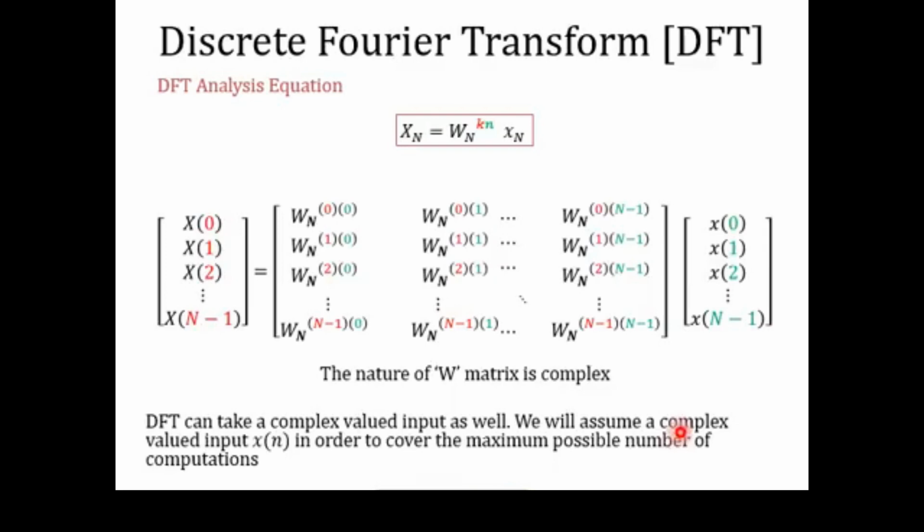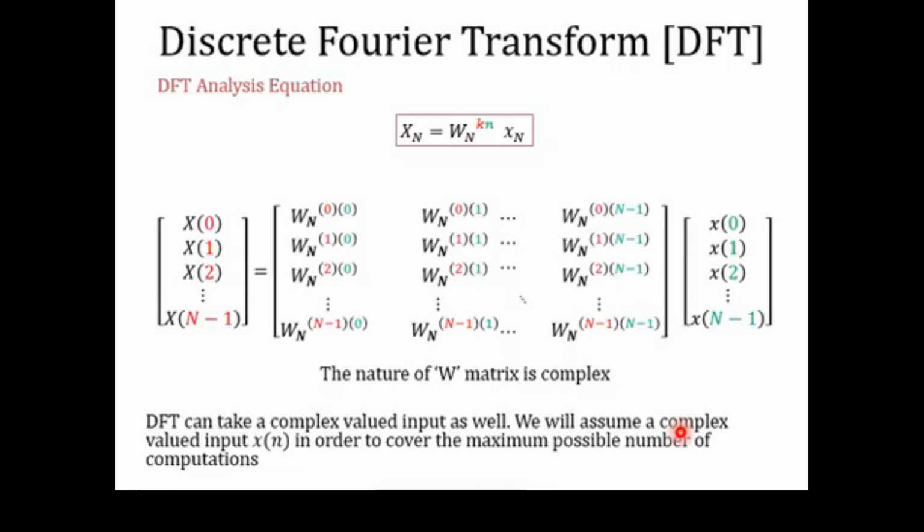As we discussed earlier, the requirement of computations in complex numbers is more than the requirement of computations in real numbers, because we know one complex addition is equal to two real additions. Similarly, one complex multiplication is equal to four real multiplications and two real additions. Now, the question is why we want to cover the maximum possible number of computations.